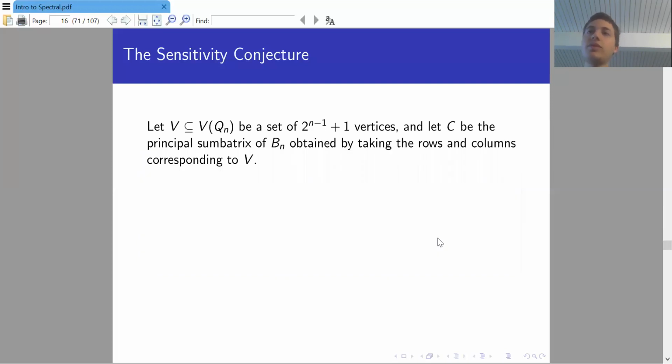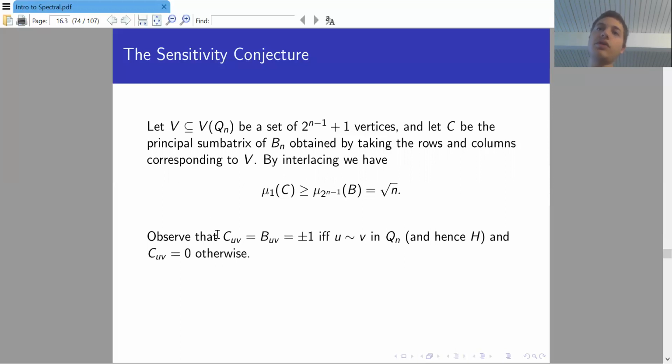Okay, so now somehow we have all the tools that we need to prove the sensitivity conjecture. So we'll start by picking some set of half the vertices plus 1 from the vertex set of Qn, and we'll let H be its corresponding induced subgraph. And now we'll let C be the principal submatrix of our twisted adjacency matrix, where we take all the rows and columns which correspond to this set V. And now by Cauchy interlacing, you look at what we get in this case. We get that the largest eigenvalue of C is at least the 2^n-minus-first largest eigenvalue of B. And we know exactly what this eigenvalue is. It's square root of n.